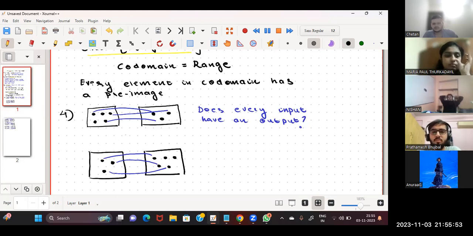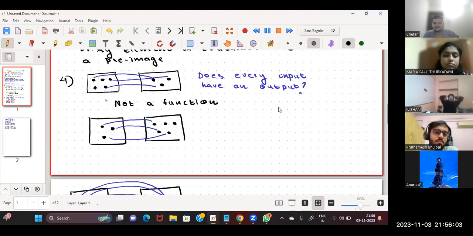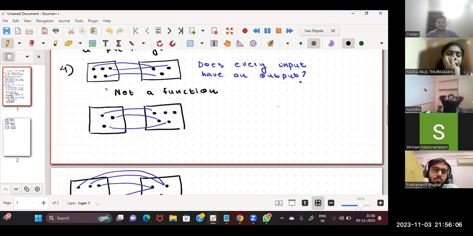Let's move on to the second one. Is the second one a function? Pratmesh says yes. Shriram says yes as well. Can anyone give me a reason? Why do you say yes? Quick reason, Shriram? All the domain is mapped to at least one output. Okay, all the inputs have at least one output that is mapped to it.